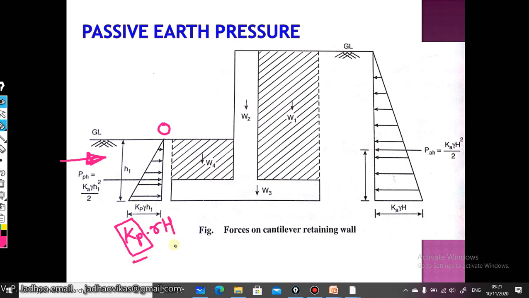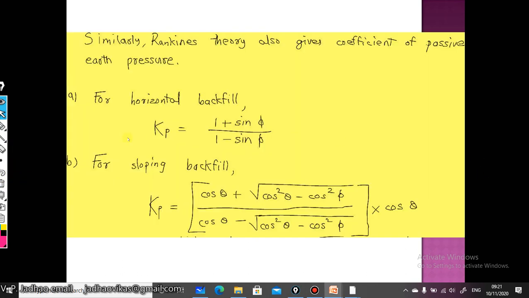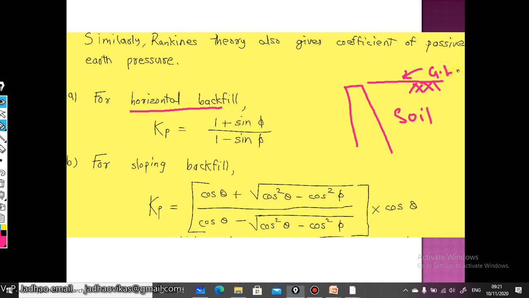This value Kp is the coefficient of passive earth pressure, and it is given by these two formulas. The first one is for horizontal backfill, meaning we have our retaining wall like this and the soil mass is retained like this, so the profile is horizontal. Then the formula for the coefficient of passive earth pressure is (1 plus sine phi) divided by (1 minus sine phi).